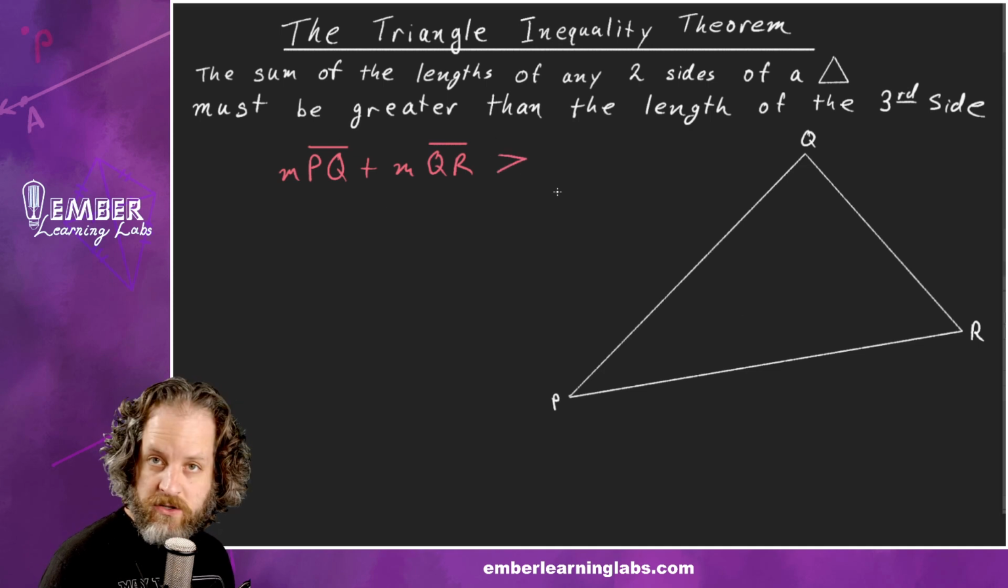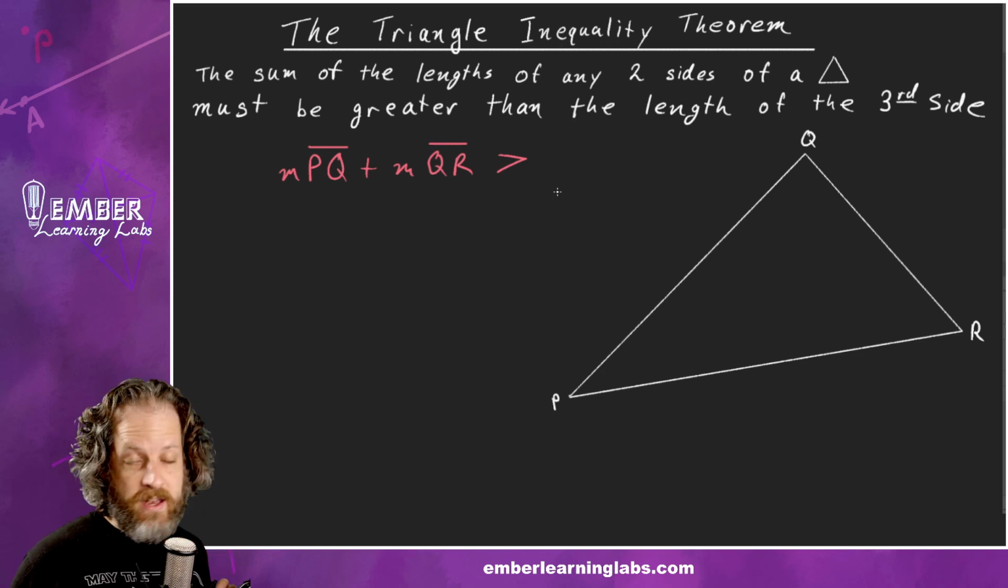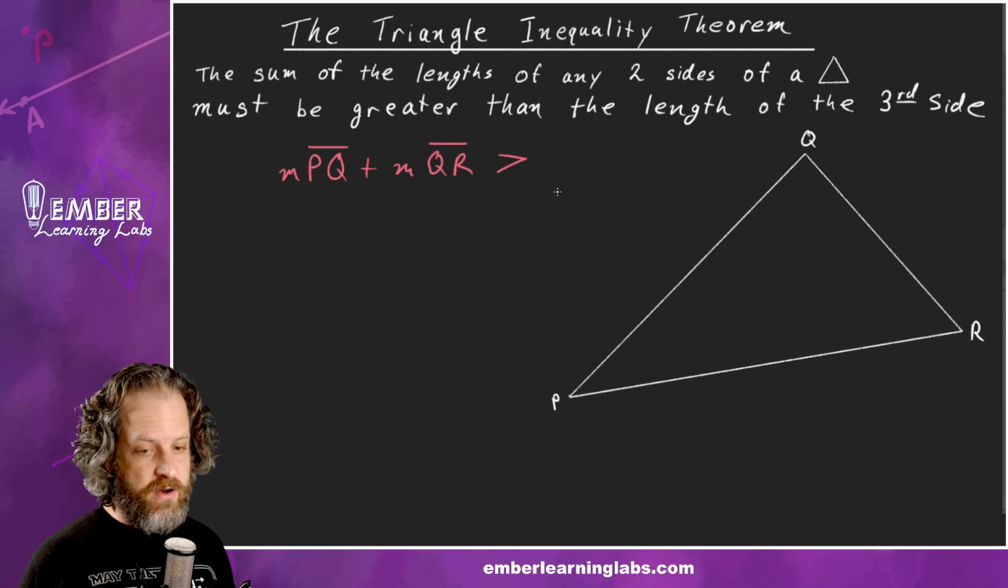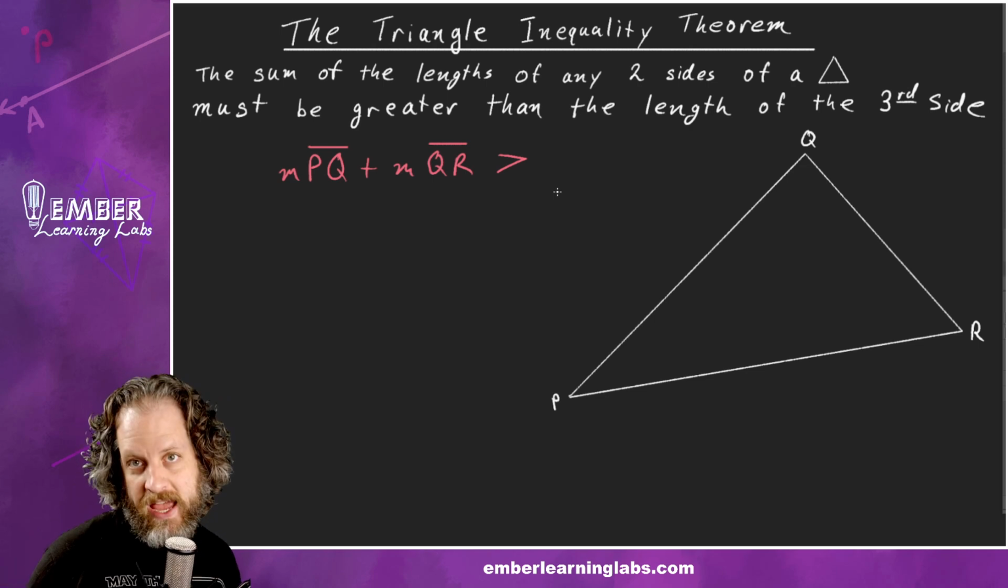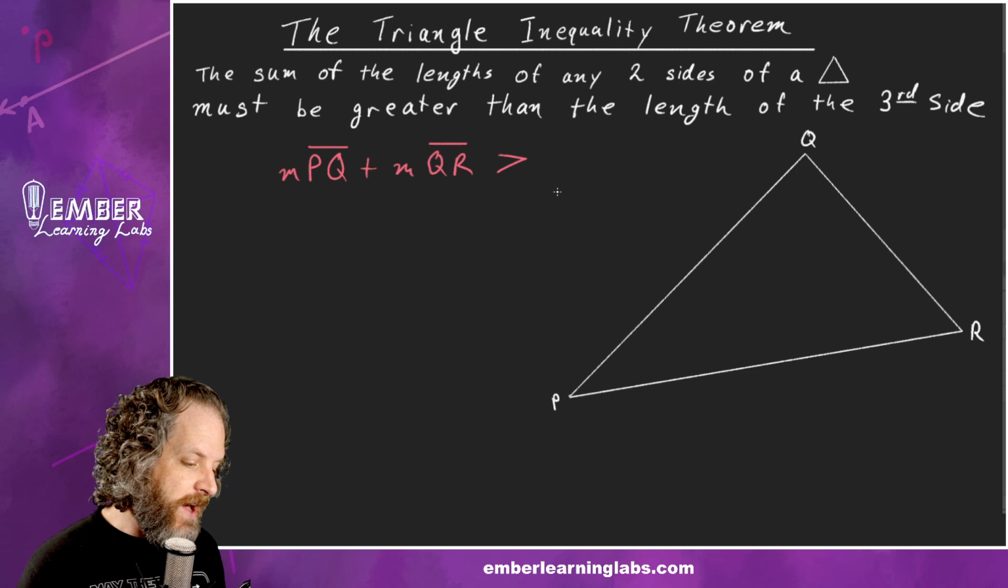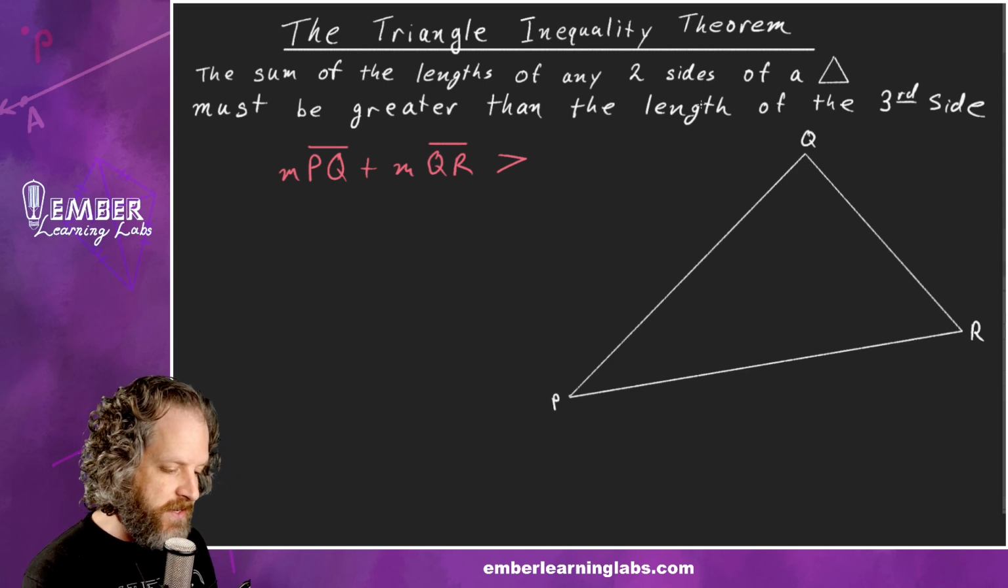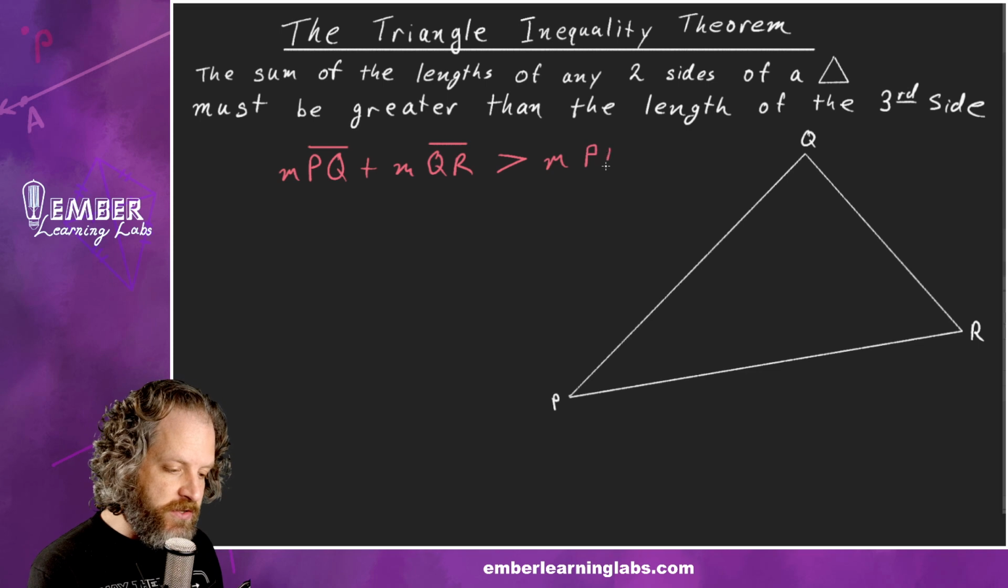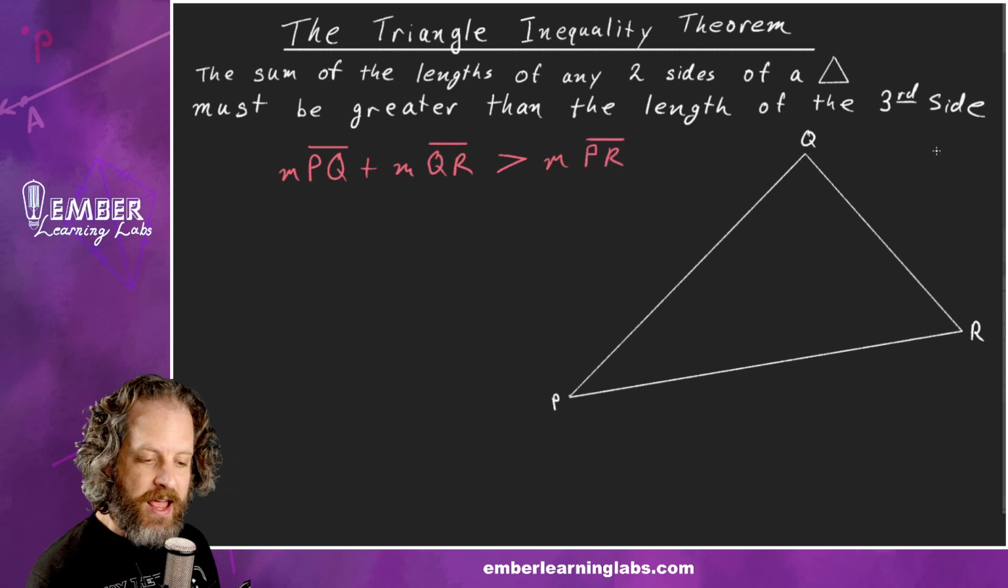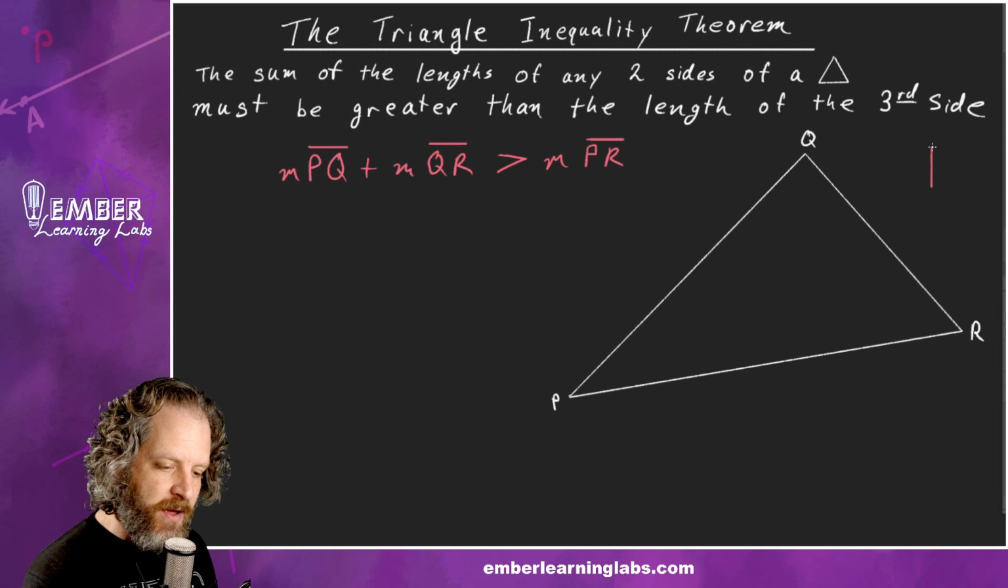So if you add these two segments together, that sum has to be greater than. Now it's important to note that it has to be greater than, not even greater than or equal to will work. It has to be actually greater than, or else you won't be able to make a triangle. So it has to be greater than the measure of PR. Just to illustrate, if you have two lengths that are the same, one has to be at least a little bit longer than the other to make a triangle.